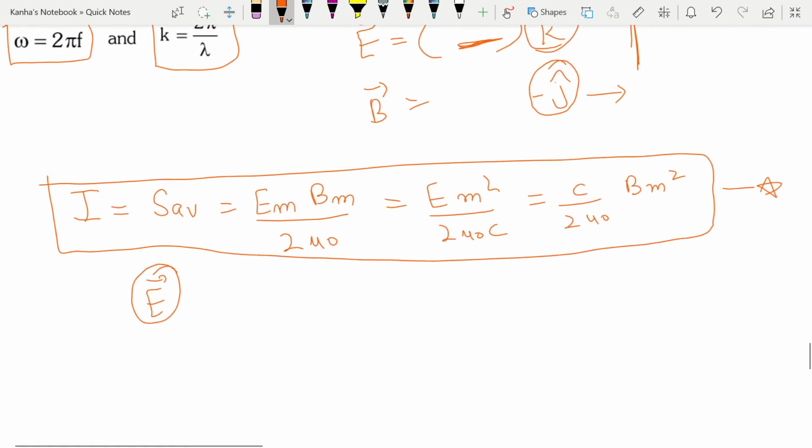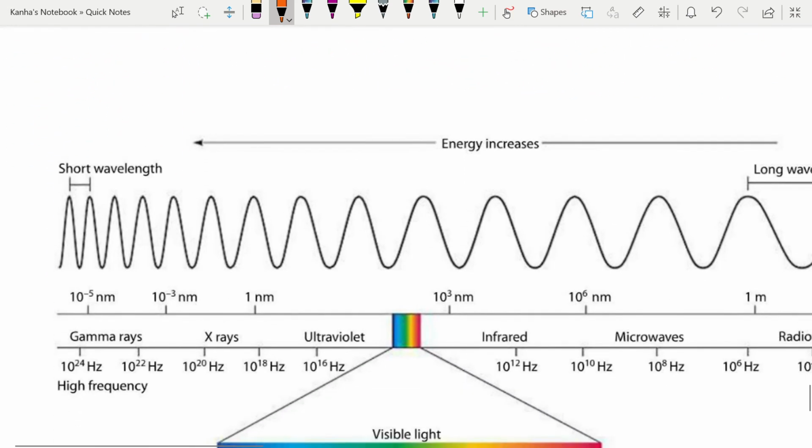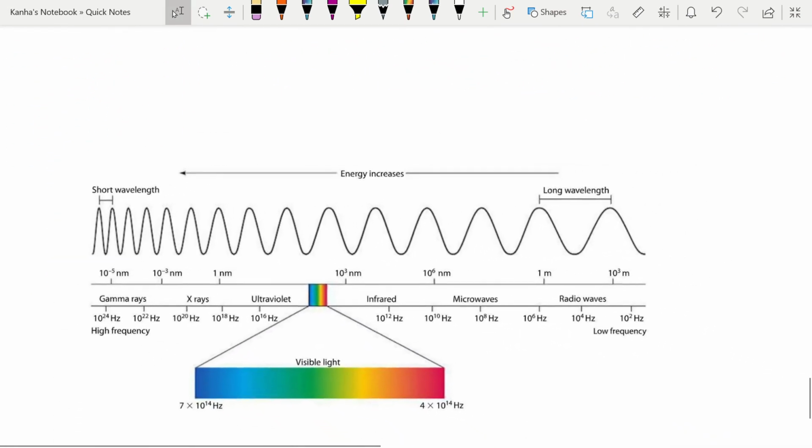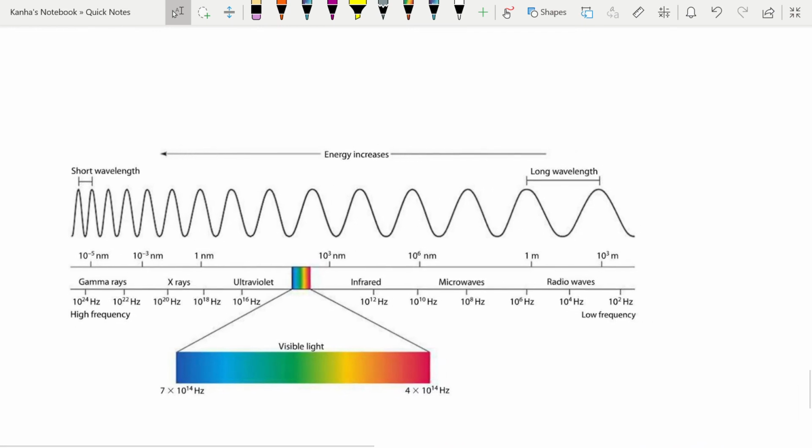Okay, next I can look at the whole spectrum. I've provided the same spectrum in front of you. You can find this in a book as well, but I would suggest you to pause the video and take small notes of it.